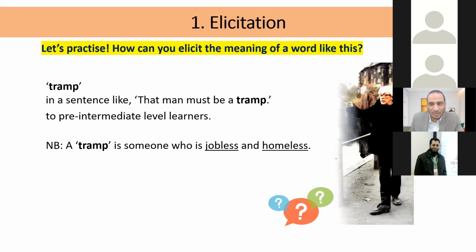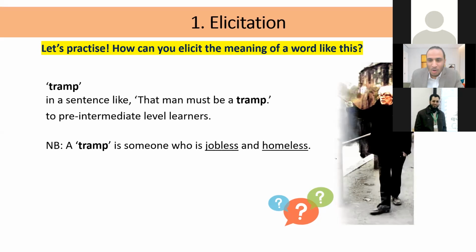Do you think he has a home or a house, a good home or a house? If he doesn't have a home, he is homeless. Great. Thank you. So this man is jobless and homeless. So tramp means someone who is jobless and homeless. Very good, Miss Sophie. Well done.